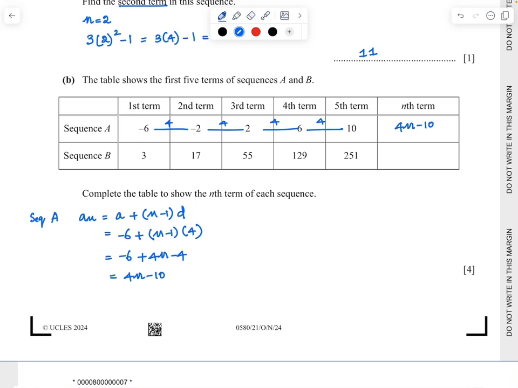Now sequence B, let's get the difference. This is 14, 38, 74 and 122. Let's get the second level difference. 38 minus 14 gives us 24. 74 minus 38 gives us 36. 122 minus 74 gives us 48.